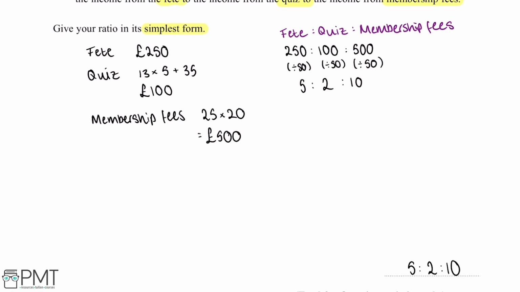Now this question is worth 3 marks. We'll get our first mark for working out the income from the 3 events, the second mark for putting these values into a ratio form, and the third mark for the correct answer.